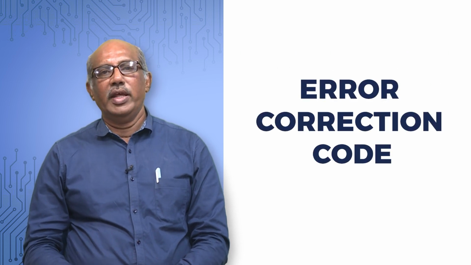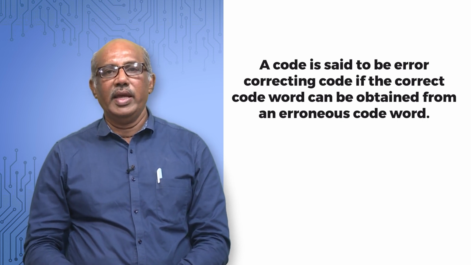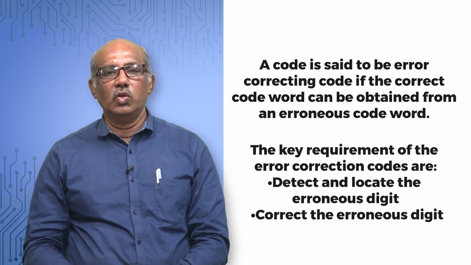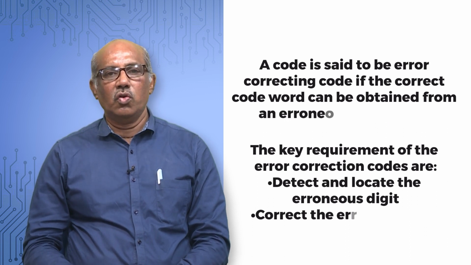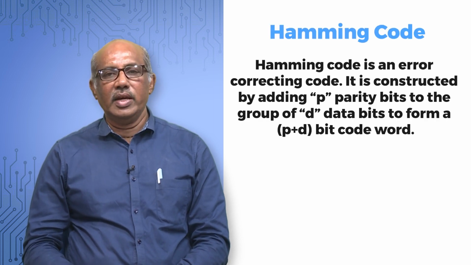Now, we will come to the error correction code. A code is said to be an error correcting code if the correct code word can be obtained from an erroneous code word. The key requirements of error correction codes are to detect and locate the erroneous digit and correct the erroneous digit. So, we will be learning one popular single bit error correction code, that is the Hamming code. Hamming code is an error correcting code.